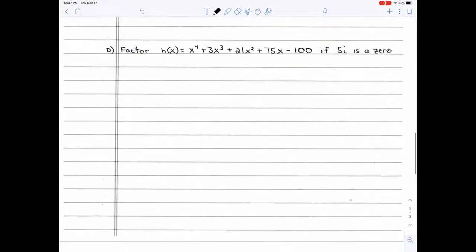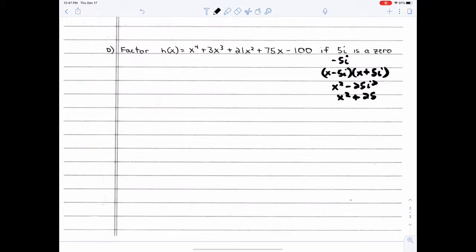Hopefully it's the last one. Yes, good, because these problems are long. Okay, 5i is 1 zero, so negative 5i is another 0. Now, what would this be? x minus 5i and x plus 5i. Pretty simple. So it's x squared minus 25i squared, which is x squared plus 25.